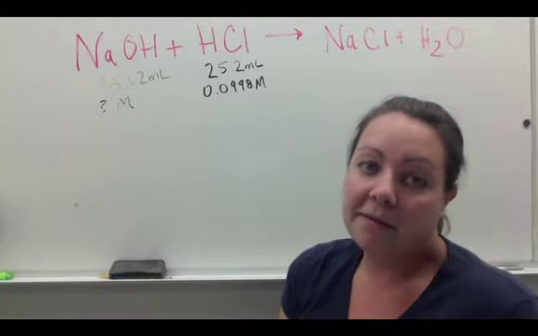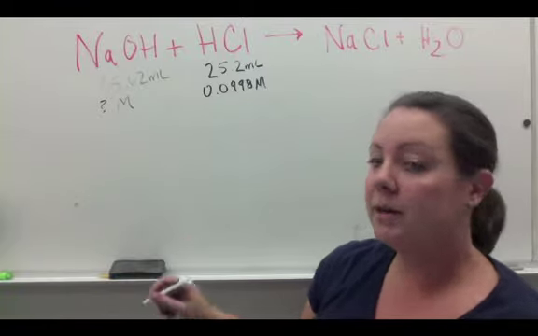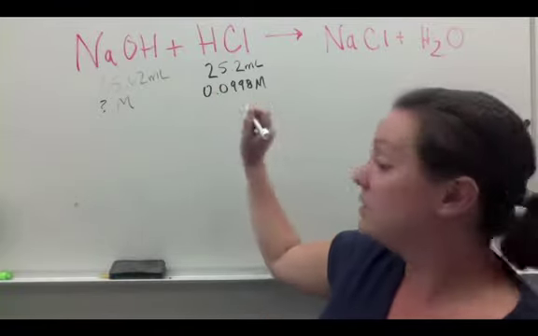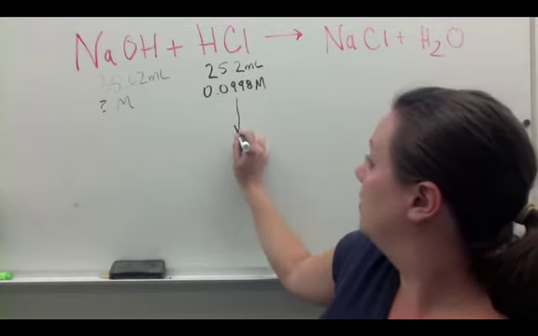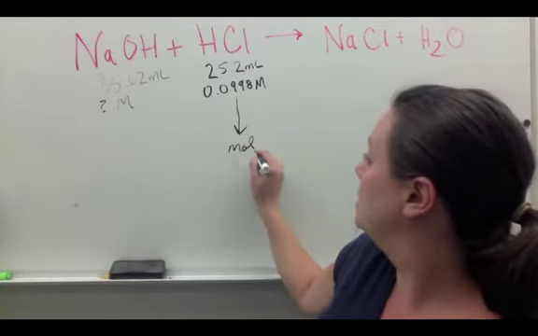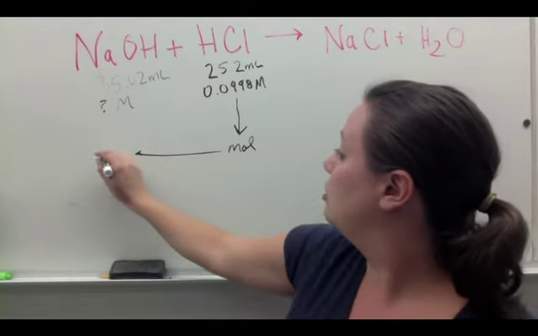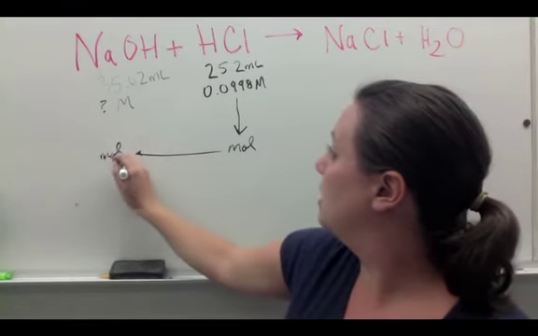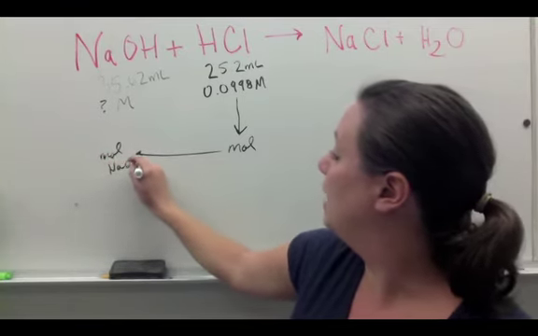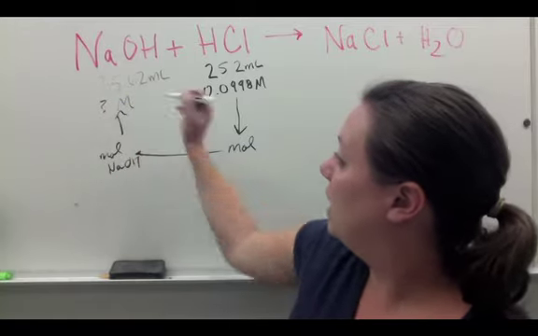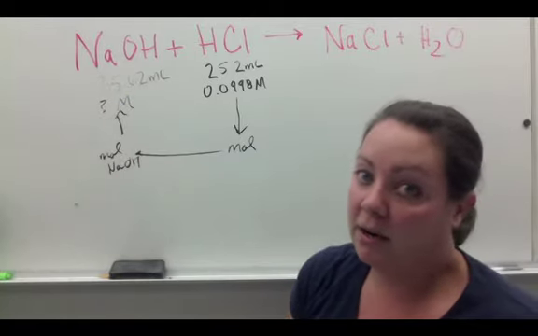All right, so now that we have everything labeled, what we have to do is take our concentration and our volume and change it to moles. Use the mole ratio to change it into moles of NaOH, and then we can convert it back and find our molarity.